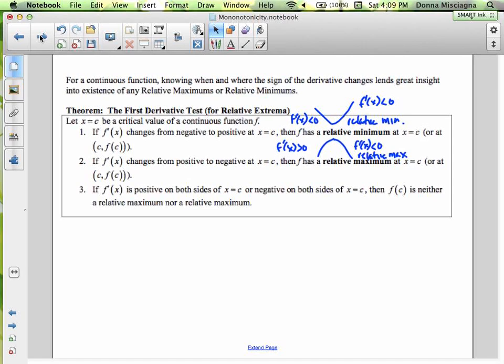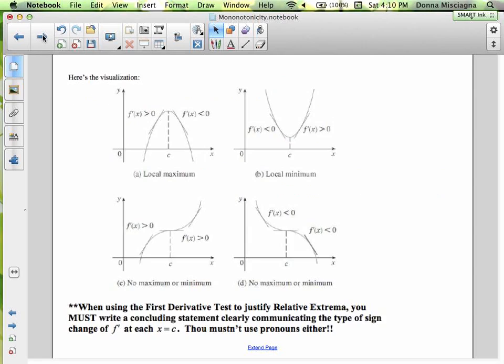All right, so if you go from negative to positive, there's a relative minimum, and I have a little picture there you can add to your notes. If f prime of x changes from positive to negative at x equals c, then f has a relative maximum at x equals c. Right, and the exact location would be c, f of c, because we plug back into the original function. If f prime of x is positive on both sides of x equals c, or negative on both sides of x equals c, then f of c is neither a relative maximum nor a relative minimum. There has to be a change in sign.